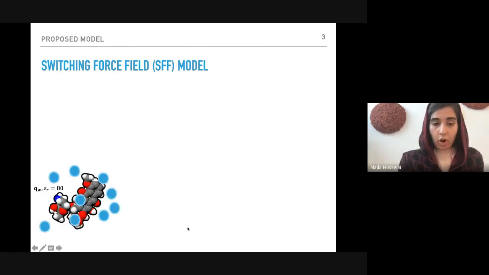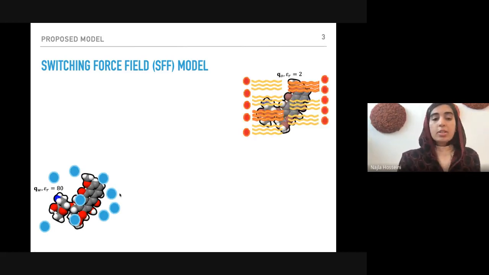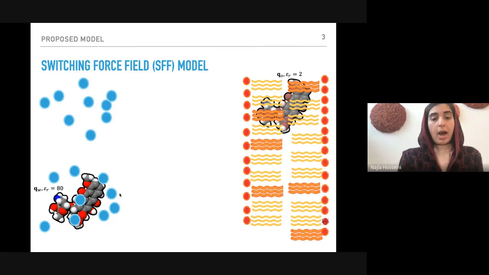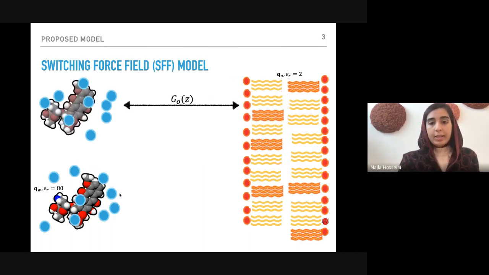Here we have the drug, and we parameterize its partial charges with the dielectric constant of water. It comes from the DFT calculation. Also, we have the drug in the membrane with the dielectric constant of 2 and with this type of partial charges. And when we want to study the translocation of the drug from one environment to the other, like here.